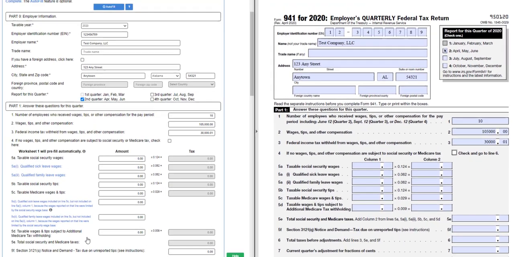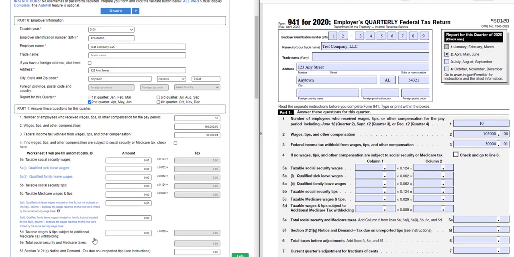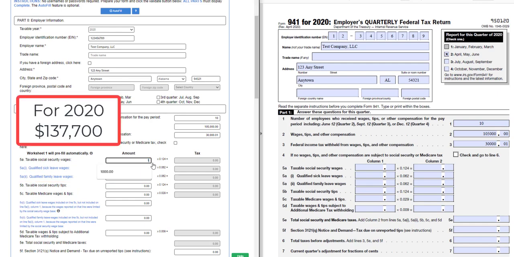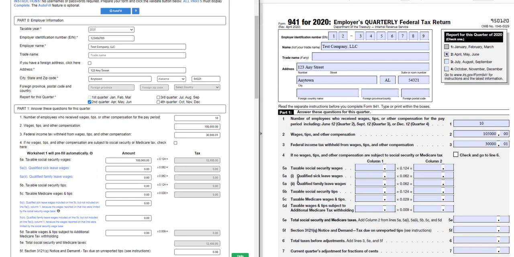Line 5A, taxable Social Security wages. While not new, be careful with the entry. It includes total wages, including qualified wages from the Employee Retention Credit, but it does not include qualified sick leave and family leave wages, which are reported on new lines 5A1 and 5A2. As historically done, businesses should stop reporting when the Social Security limit is met, which is $137,700 for 2020, but to reach this threshold, taxpayers should consider qualified sick leave and family leave wages reported separately.